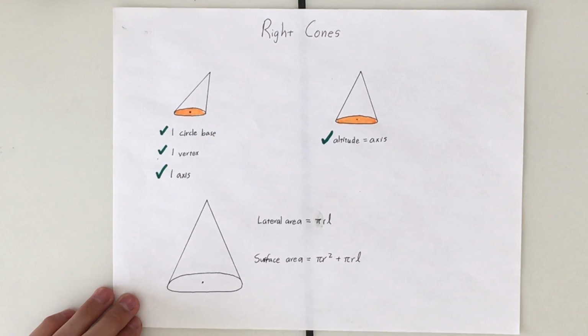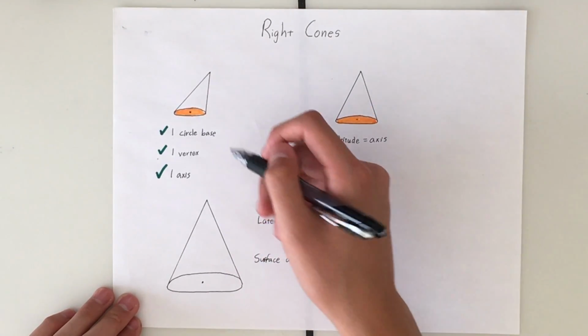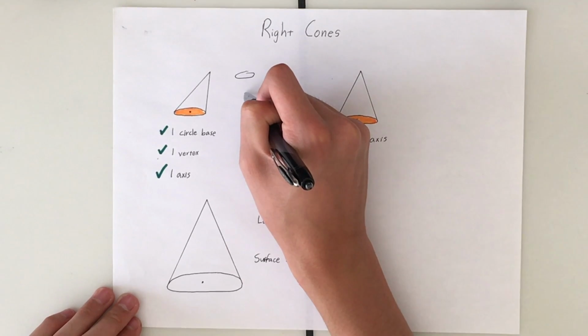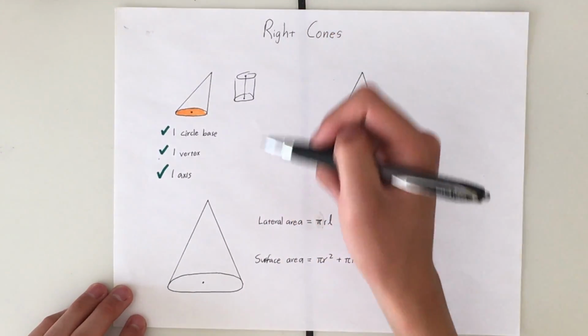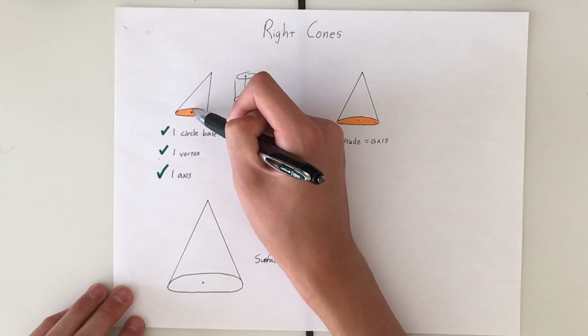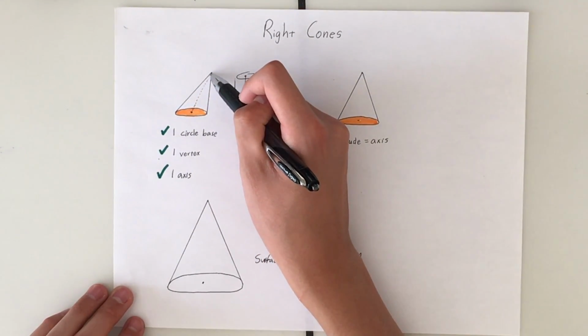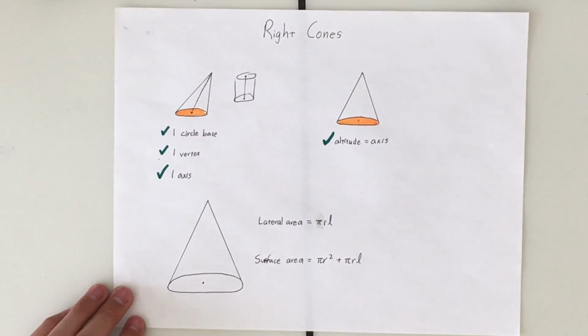And I forgot to mention this on the cylinders video, but cylinders and cones have axes. On a cylinder, the axis would be the segment that connects the centers of the circles. On a cone, the axis connects the center of the circle to the vertex. So right here, this segment right here would be the axis.